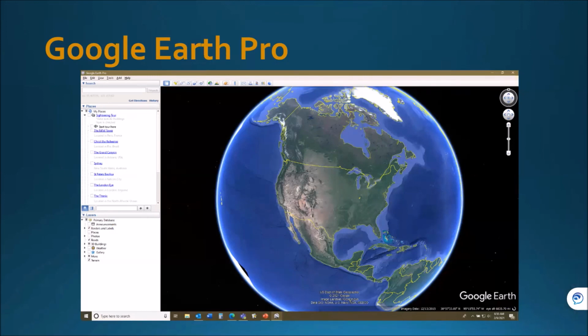Google Earth Pro. It's a free thing that you can download. It's just kind of another tool to evaluate soils, or at least from aerial imagery, in my opinion. Next slide.